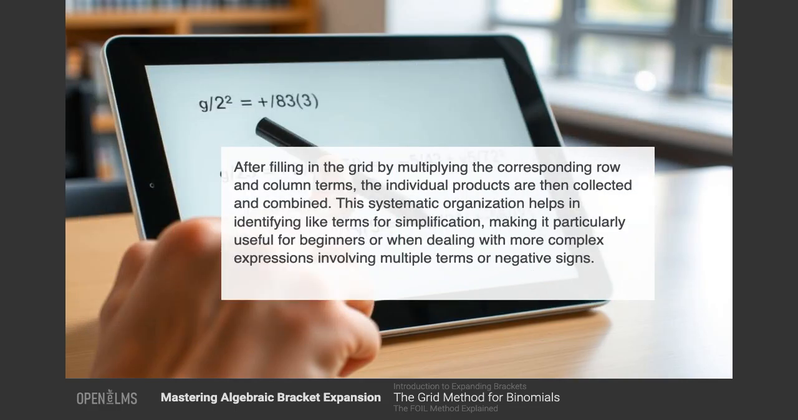After filling in the grid by multiplying the corresponding row and column terms, the individual products are then collected and combined. This systematic organization helps in identifying like terms for simplification, making it particularly useful for beginners or when dealing with more complex expressions involving multiple terms or negative signs.